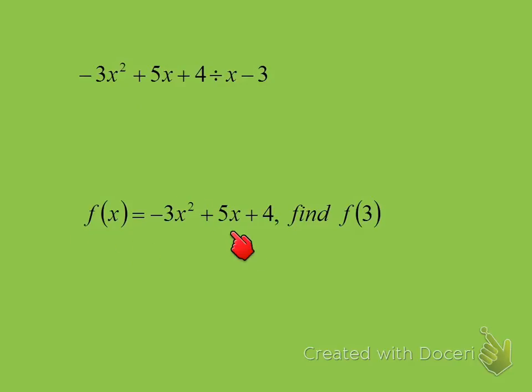And down here in the second half, I have negative 3x squared plus 5x plus 4. I want you to find f of 3, which is a good review from 5.3. So up here I want you to do synthetic division of this polynomial. Down here I want you to plug in 3 and evaluate. All right, go ahead.